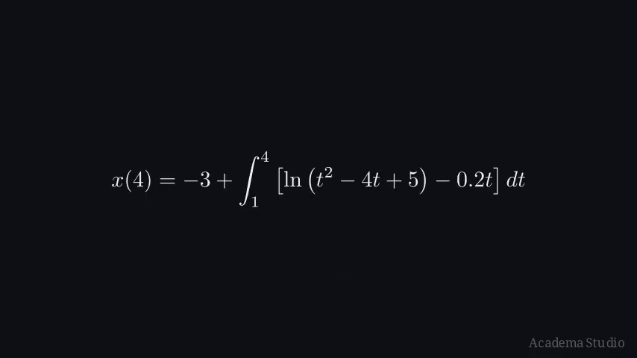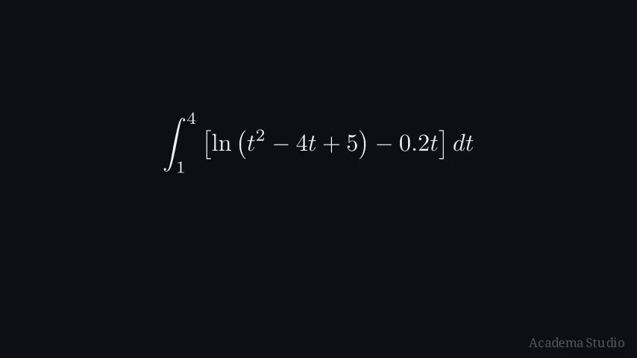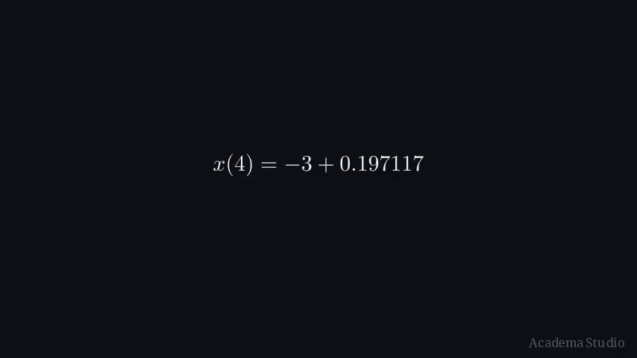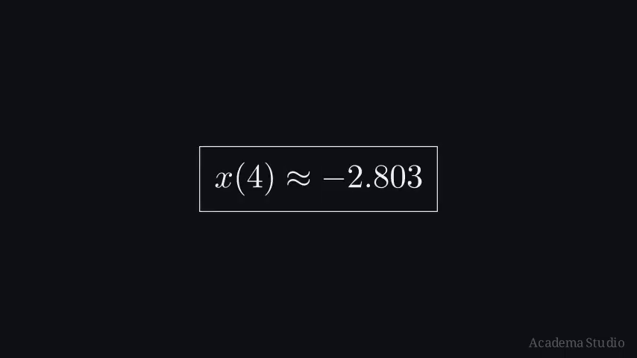We now substitute the given velocity function into the integral. Group the like terms: the integral from 1 to 4 of natural log of (t squared minus 4t plus 5) minus 0.2t dt, which is the integral from 1 to 4 of v(t) dt, equals 0.197117. We add the displacement to the initial position. The particle's position at time 4 is approximately negative 2.803. This framed result is the final answer for the question.